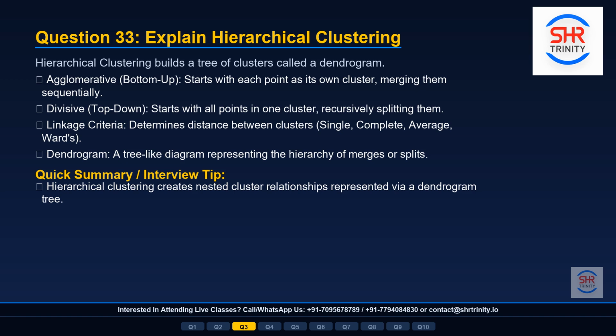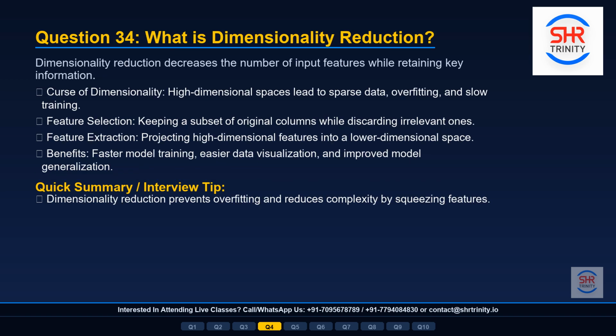Question 34. What is dimensionality reduction? In machine learning, as we add more features or columns to our dataset, the volume of the feature space increases exponentially. This causes the data points to become extremely sparse. This phenomenon is known as the curse of dimensionality. When data is sparse, models require significantly more data to generalize well, are highly prone to overfitting because they memorize noise, and suffer from slow training and execution speeds.